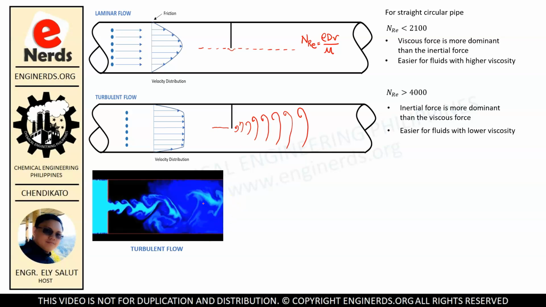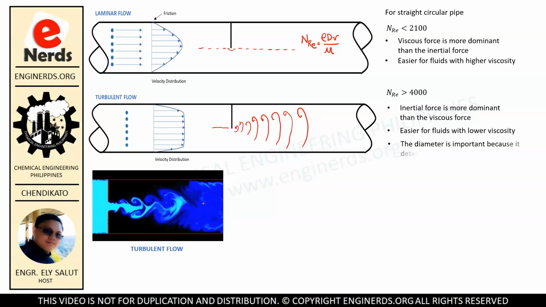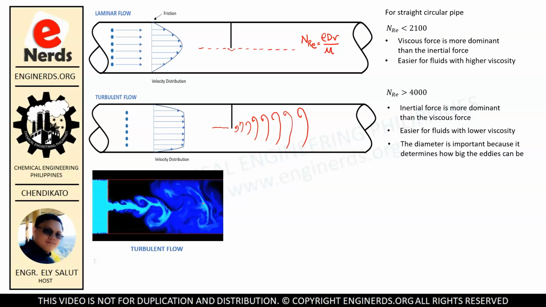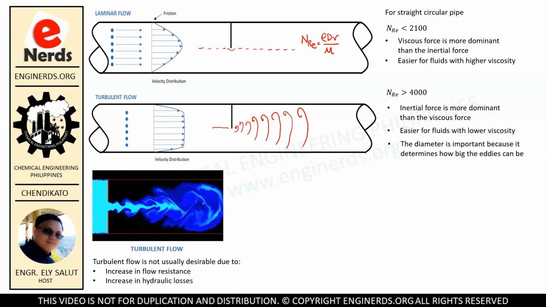Well, dito natin marirealize kung bakit important yung diameter pagdating sa calculation ng Reynolds number. The diameter is important because it determines how big the eddies can be. Dahil yung diameter ng ating pipe ang nagsisilbing limit para sa ating eddy na mag-build up. In general, turbulent flow is not usually desirable due to the increase of flow resistance or the increase of the hydraulic losses. And then you might wonder, paano naman yung in between 2,100 and 4,000?